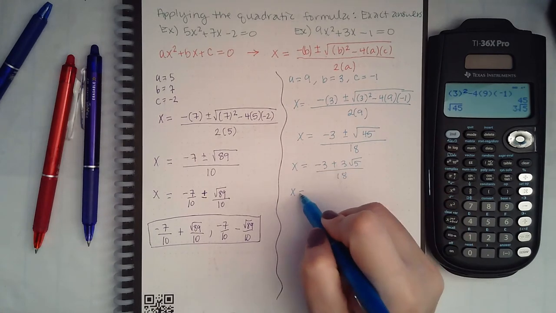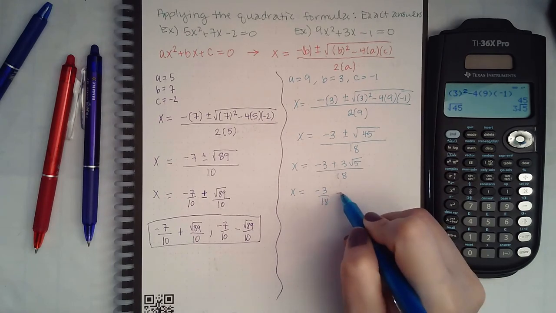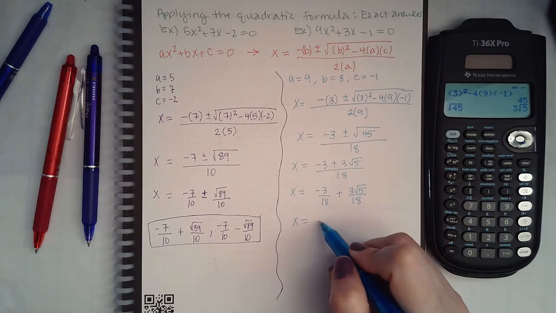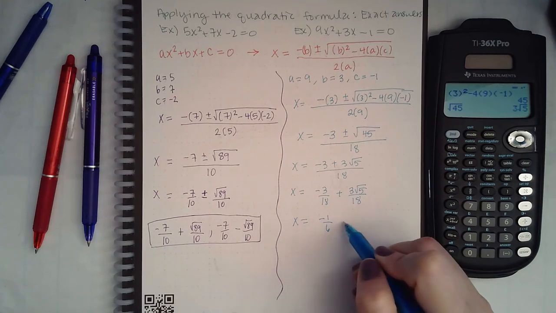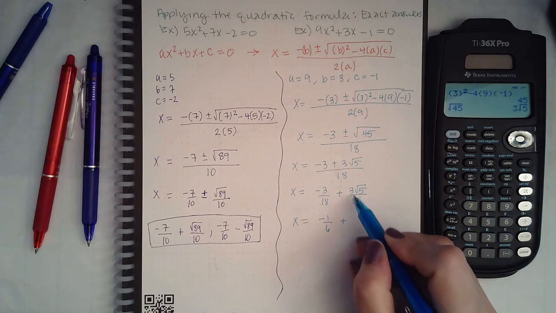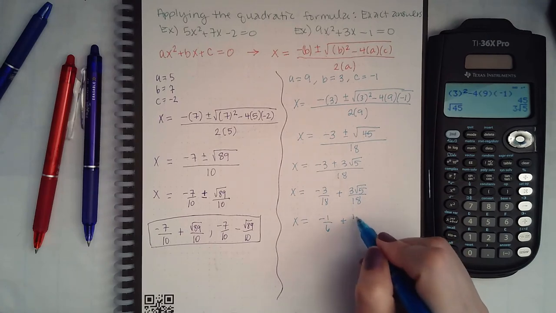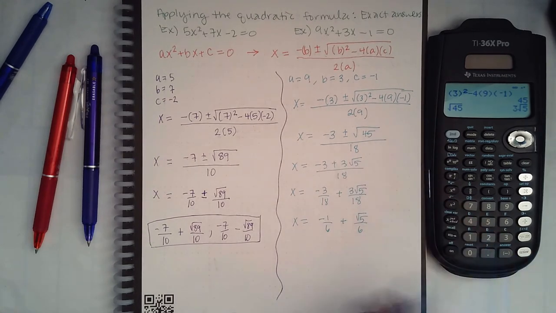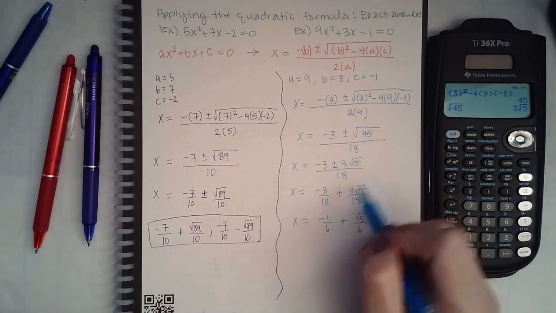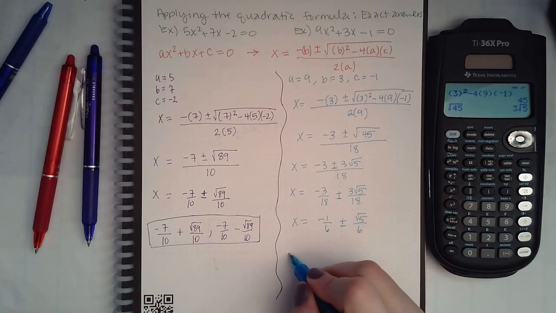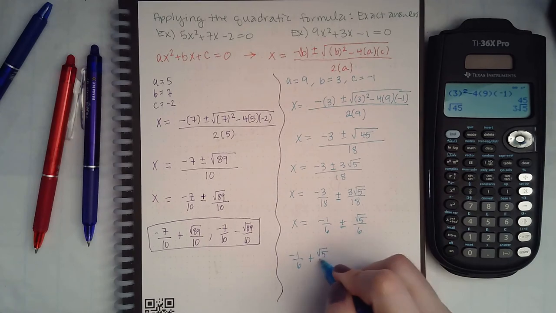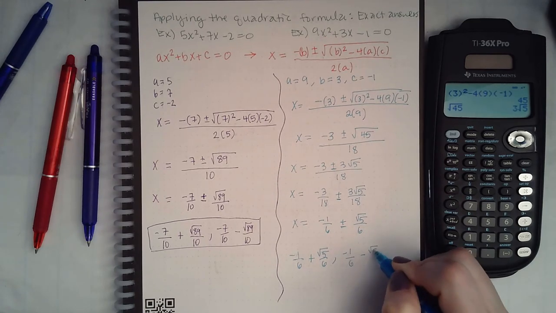Now, watch what happens when I separate this fraction. Negative 3 over 18 plus or minus 3 square root of 5 over 18. This does reduce. Negative 3 over 18 reduces to negative 1 over 6, and with the 3 over 18, neither one of these numbers is inside of a radical, but they can reduce with one another, and I get 1 square root of 5 over 6. But again, when you have a 1 coefficient, it's not necessary to write that 1 coefficient. Oh, I did make an error here. This should have been plus or minus, right? And there are my two solutions. So we have negative 1 over 6 plus square root of 5 over 6, and then we have negative 1 over 6 minus square root of 5 over 6.